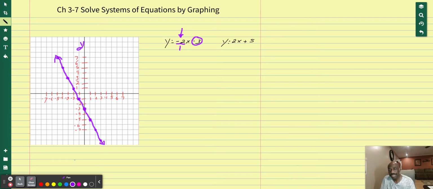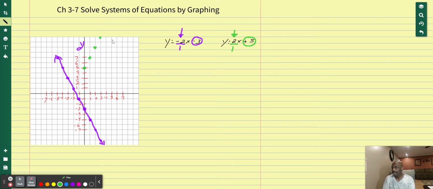Now let's do the other one. What I want to do is look at the y-intercept here. I see it's at a positive 5. So I want to put a dot right here at positive 5 on the y-axis. Then I want to follow this slope, which is 2 over 1. That means up 2 over 1, up 2 over 1.